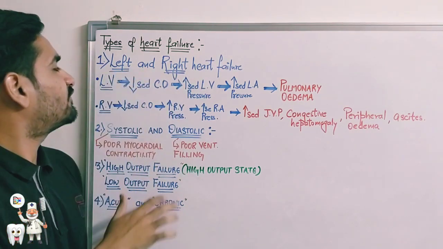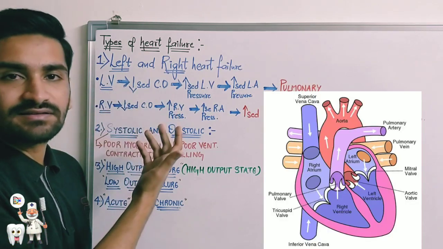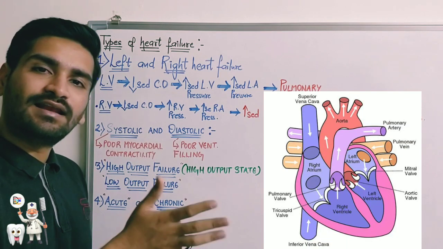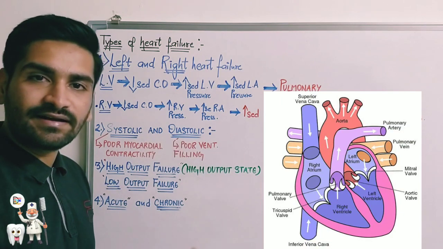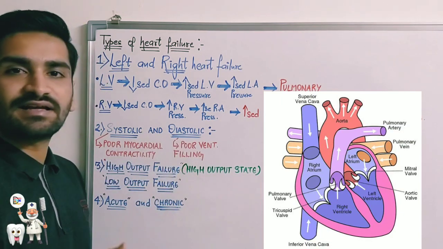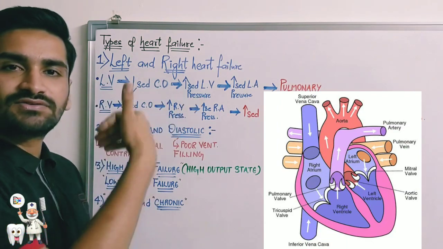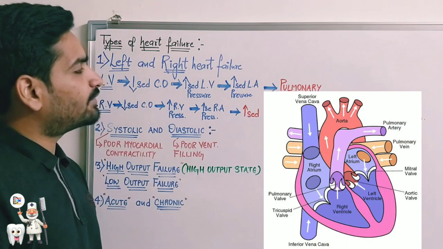So in left heart failure, the word itself says that it is starting from the left side of the heart. So you guys already know that the left side of the heart consists of the left atrium, left ventricle, the mitral valve and the aortic valve, and the right side of the heart consists of the right atrium, right ventricle, tricuspid valve and the pulmonary valve.